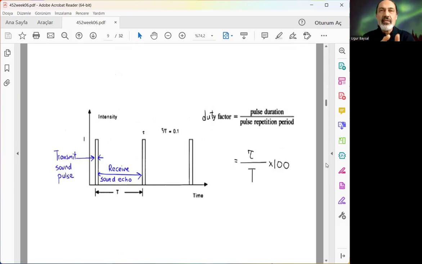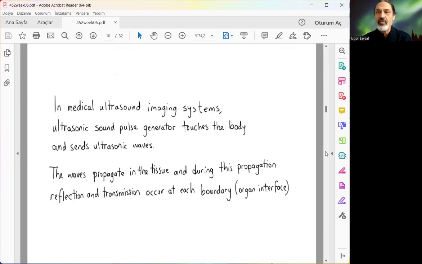So basically, these systems are time-shared. At a certain time, tau, the transmitter is active. Beyond that tau, up to the first period, the receiving part is on duty to form the image. In medical ultrasound imaging systems, the ultrasonic sound pulse generator touches the body, as I said, and sends ultrasonic waves.